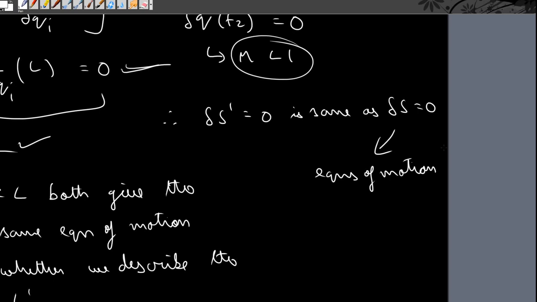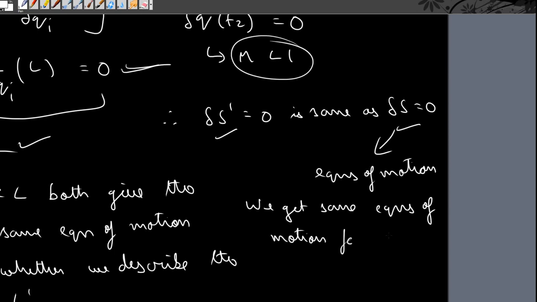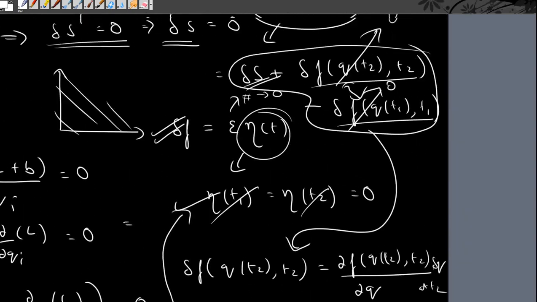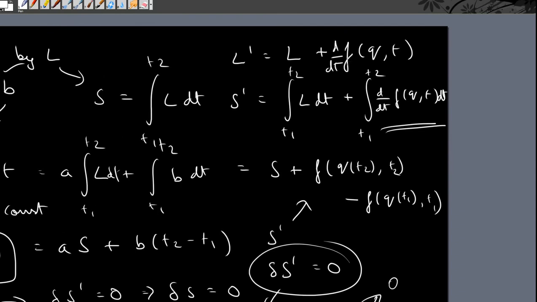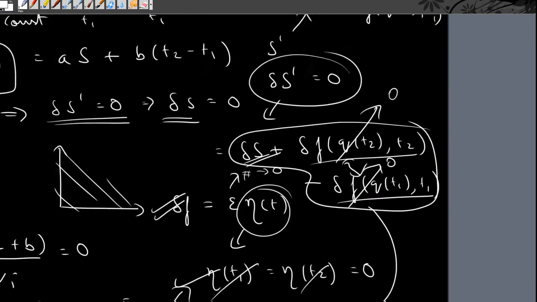So we get the same equations of motion for both S dash and S, or in other words, we get the same equations of motion for L dash and L, where L dash is nothing but the original Lagrangian added with some total derivative of a function which depends on the generalized coordinate and time.